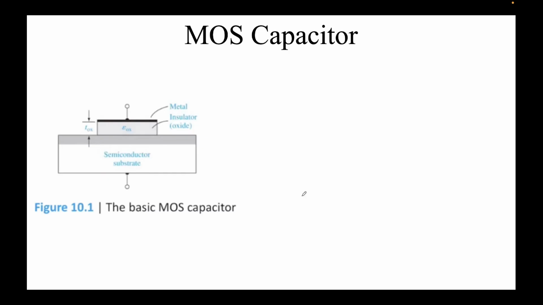On your screen you have a MOS capacitor. As the name suggests, it's a metal oxide semiconductor. So this is your metal, here is your oxide or insulator. Sometimes these are also known as MIS devices, metal insulator semiconductor, but for silicon the insulator is typically oxide, hence this is also known as a MOS capacitor. And obviously you are on a semiconductor substrate, which is over here.